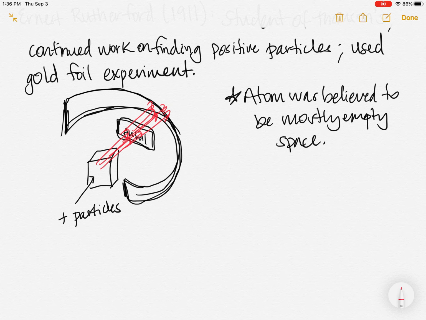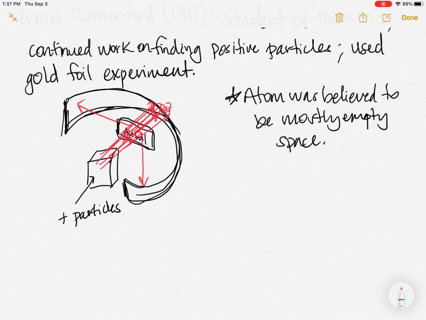They went straight through to the back of the detector. However, all of a sudden, out of nowhere, he got one that did this. And then a whole bunch went straight through. And then you got another one that did this.